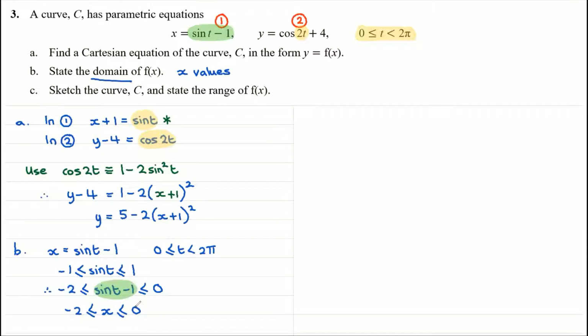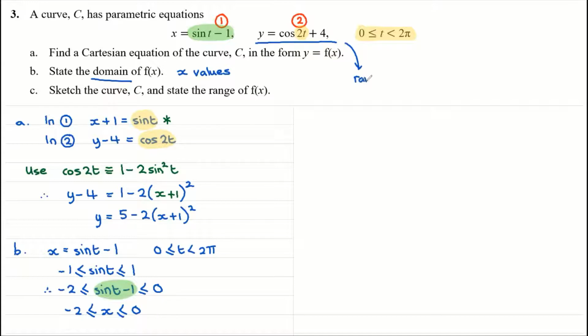So that's quite interesting. If we want to sketch this, there are a few things we're going to have to consider when we're doing it. We're also asked to state the range of f of x as well. We could actually do that now, before we do the sketch, just to help make our sketch a bit more realistic. If we look at the y values, these are going to be the range.